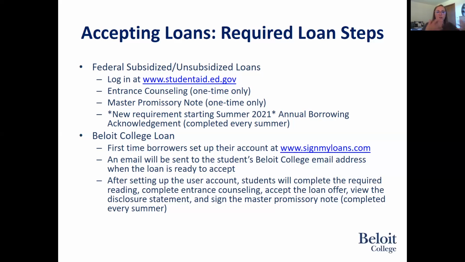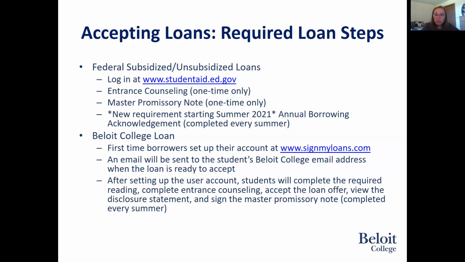So it's kind of like revamping, making sure you understand all the loans before you have to pay them back. And then the next one is the master promissory note. You may hear that referred to as an MPN. That master promissory note is basically your legal agreement to borrow and repay the loan.